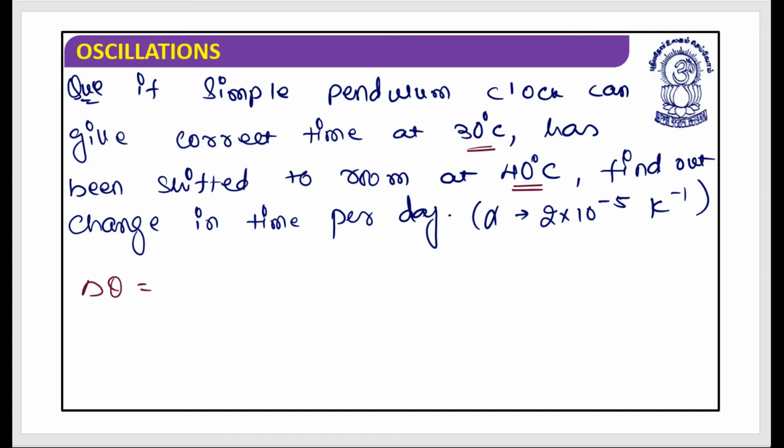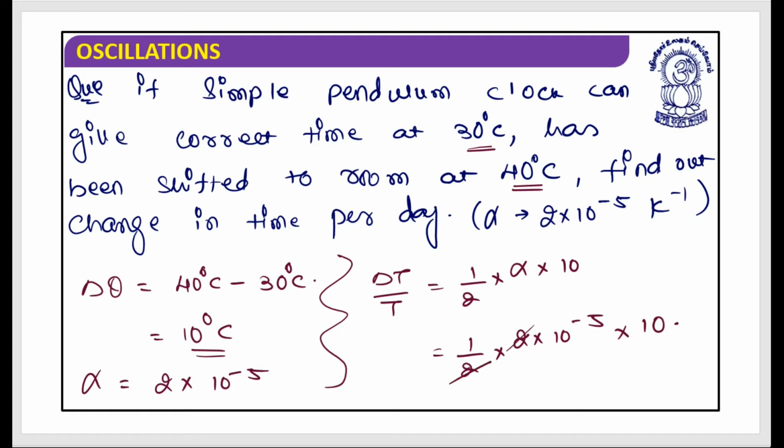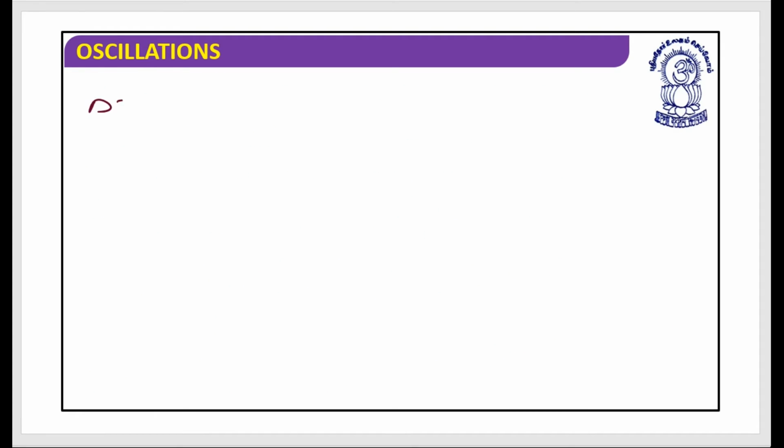So in this situation, delta theta equals 40 degrees Celsius minus 30 degrees Celsius, which equals 10 degrees Celsius, and alpha of the pendulum clock has been given: 2 into 10 to the power minus 5. So delta T by T equals half into alpha into delta theta, which equals 1 by 2 into 2 into 10 to the power minus 5 into 10. So this has gone, and I am left with delta T by T equals 10 to the power minus 4.